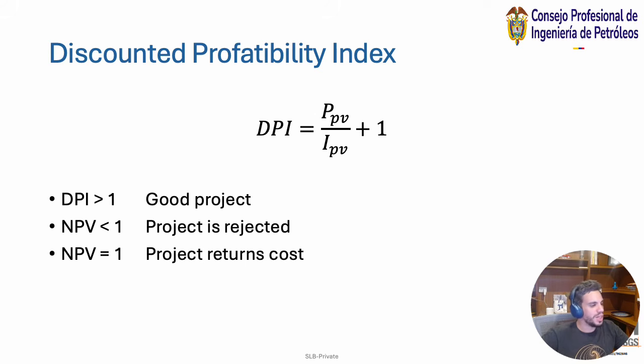If the DPI is greater than 1, you have a profitable project. This is a good project to have. If it is less than 1, obviously your project is going to get rejected, because that just means you're losing money. And if it equals 1, in reality this would also get rejected, because it means your project will just make you back the money you've invested, which is not really a good decision in terms of economics. But these are good indicators, or categories where you can draw the lines.